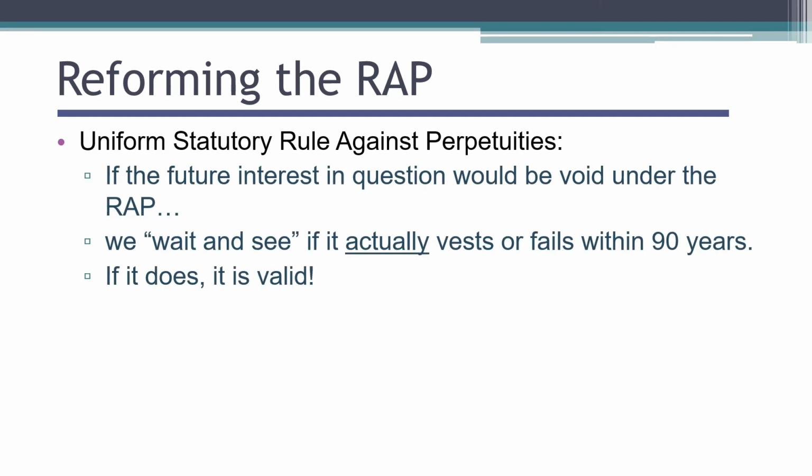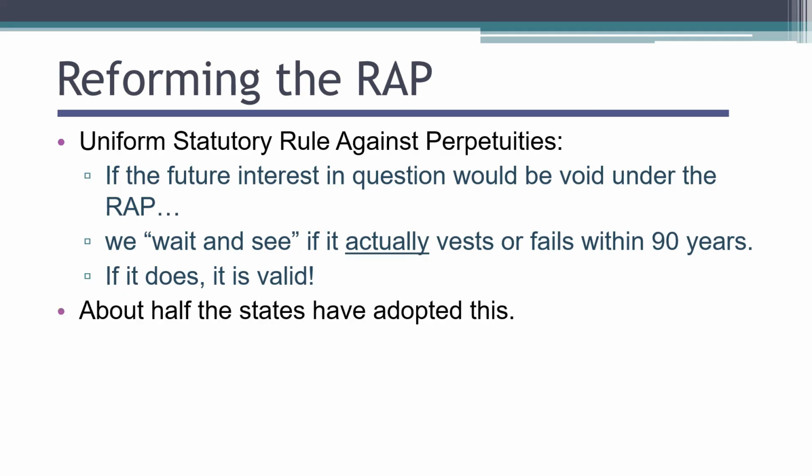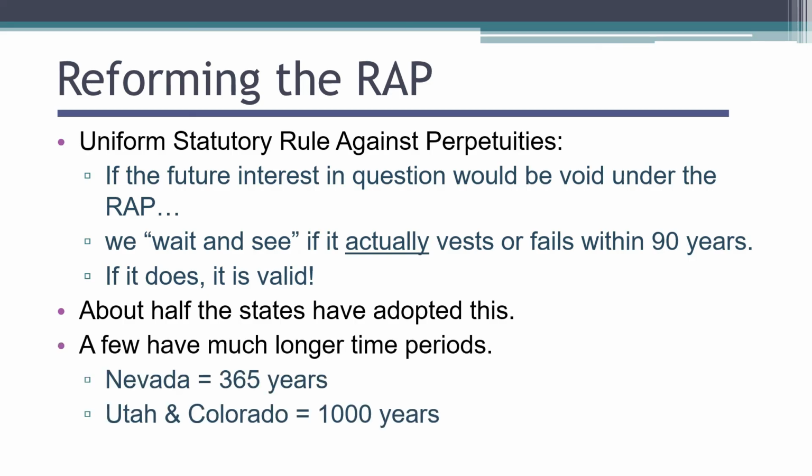So the Uniform Statutory Rule says that if the future interest in question would be void under the common law version of the RAP, what we do is wait and see if it actually vests or fails within 90 years, and if it does, it's valid. We refer to this as a wait and see rule, and as I said, a little more than half the states have adopted this. A few of the states that adopted it put in even much longer time periods than the 90 years. Nevada put in 365 years.